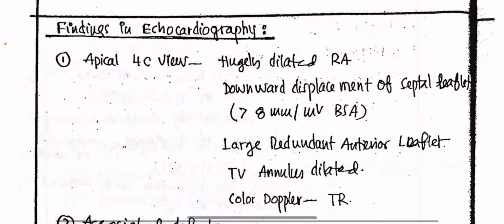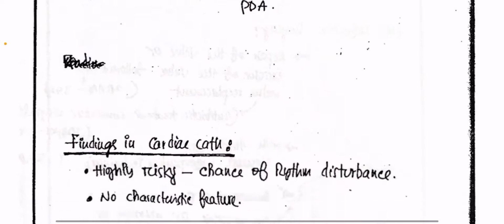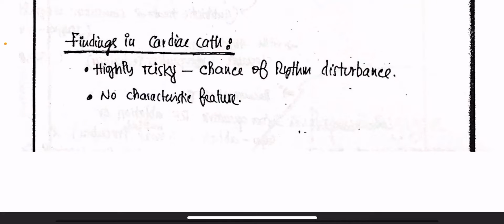Now, what are the findings in echocardiography? Apical four-chamber view shows hugely dilated right atrium, downward displacement of septal leaflet more than 8 mm per meter square body surface area, large redundant anterior leaflet, tricuspid valve annulus dilated, color Doppler shows tricuspid regurgitation. The associated defects are PFO or ASD, VSD, pulmonary atresia, pulmonary stenosis, PDA. Findings in cardiac cath: highly risky, chance of rhythm disturbance, no characteristic feature.